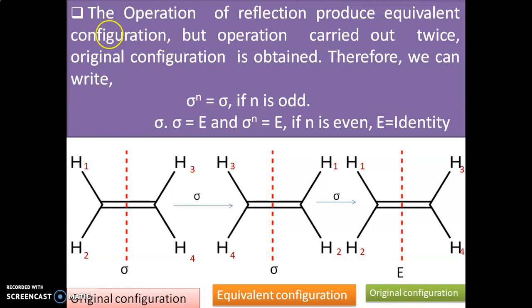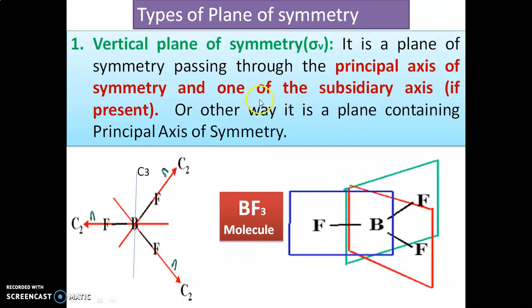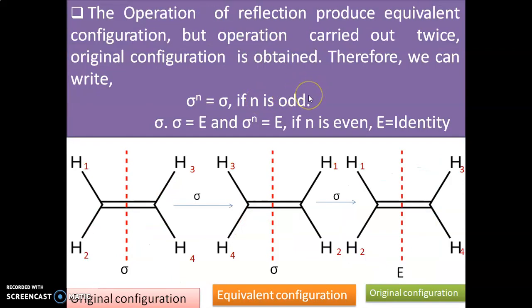Okay, now the operation of reflection produces an equivalent configuration, but when the operation is carried out twice, the original configuration is obtained. Therefore we can write sigma to the power n equals sigma if n is odd, and sigma to the power n equals identity if n is even. That means when the operation is carried out an odd number of times, we get an equivalent configuration, and when the operation is carried out an even number of times, we get the identical or original configuration.